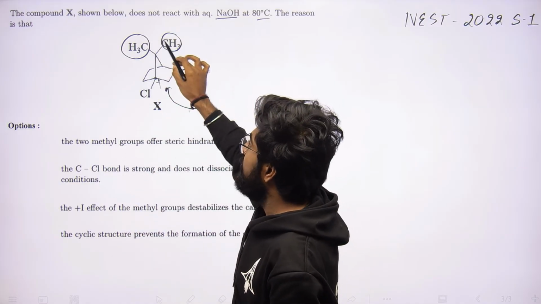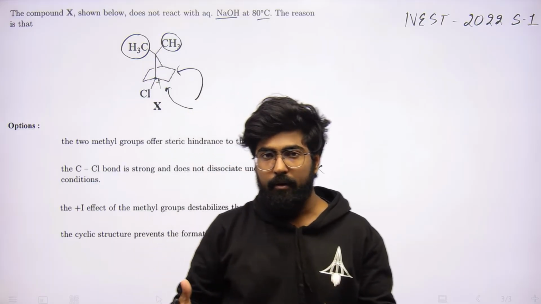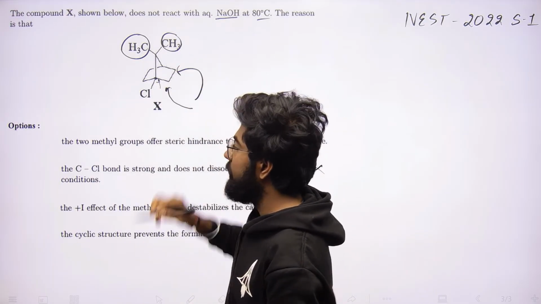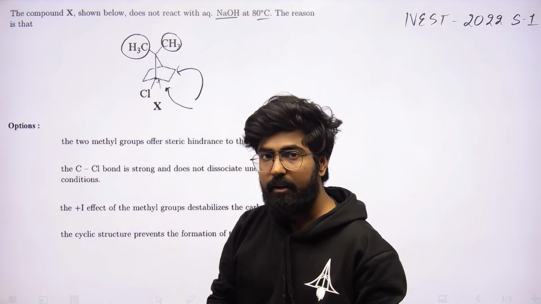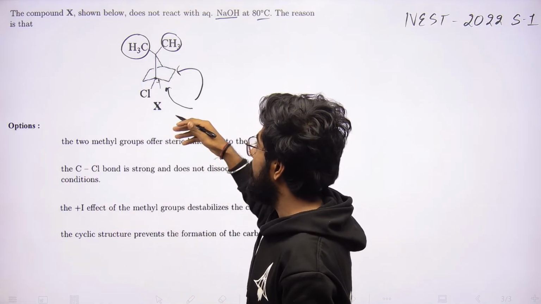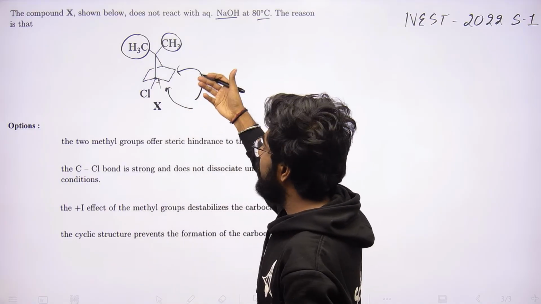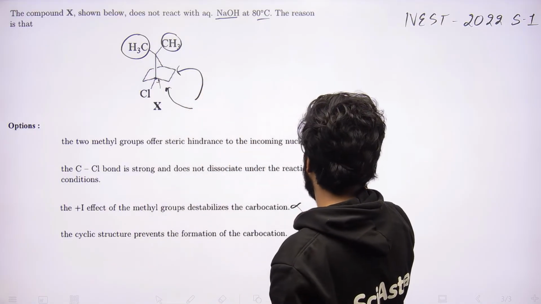So even if these CH3 groups can offer a significant amount of hindrance when OH minus comes from above the plane, then it has another possibility to attack below the plane. So the reaction should proceed, but in a different way. But since the reaction is not proceeding, we can say that this is also not the correct reason.